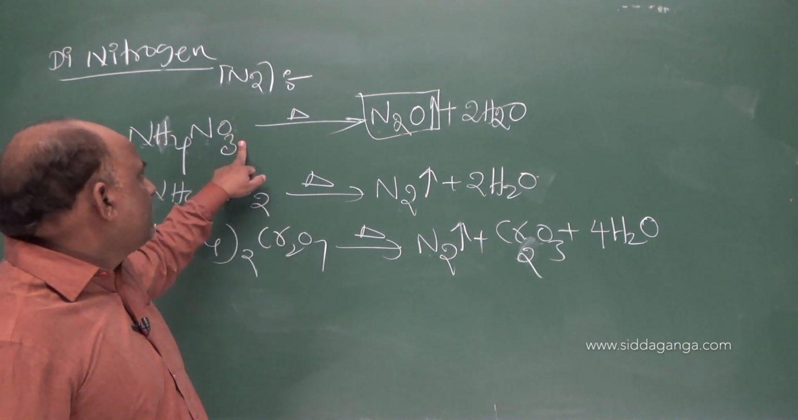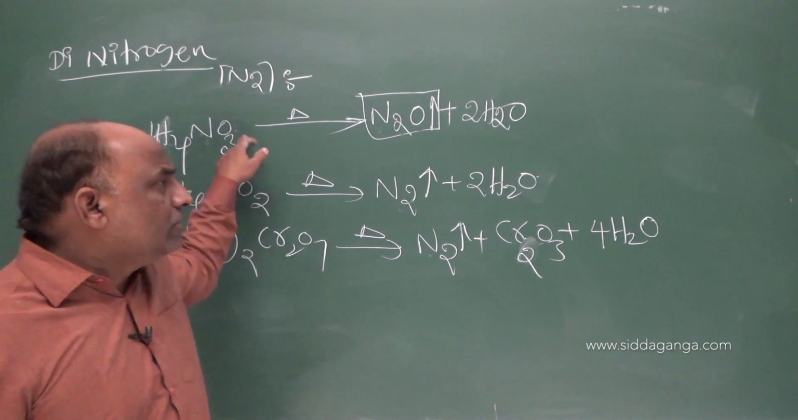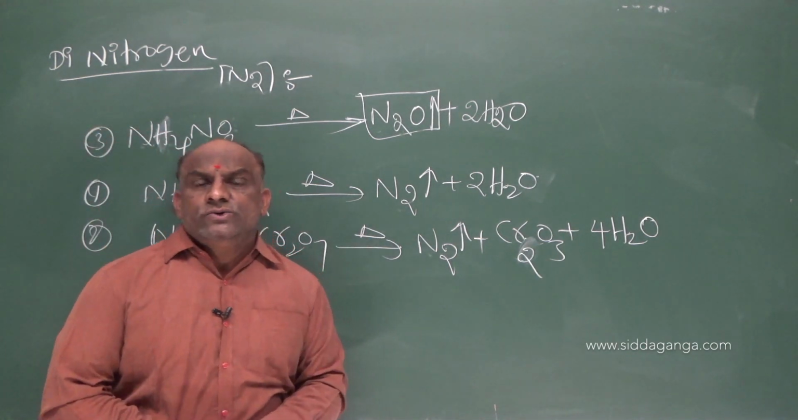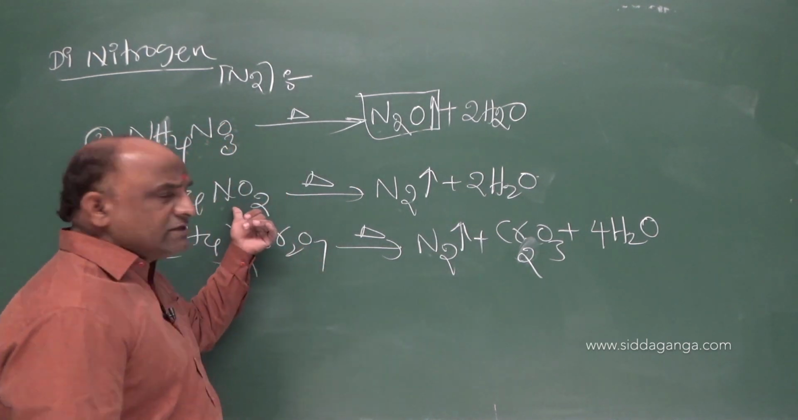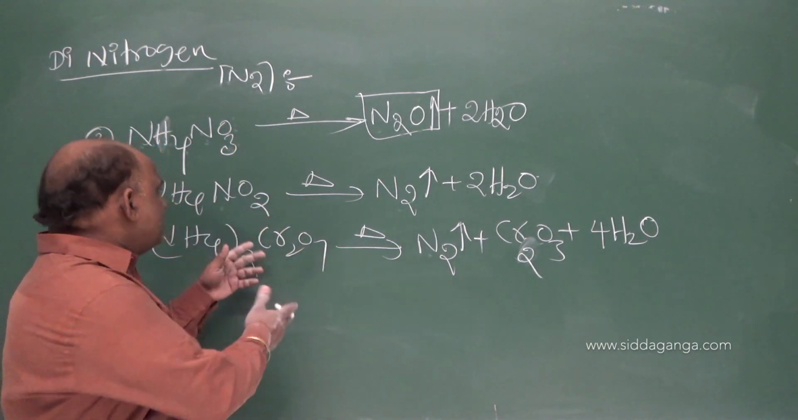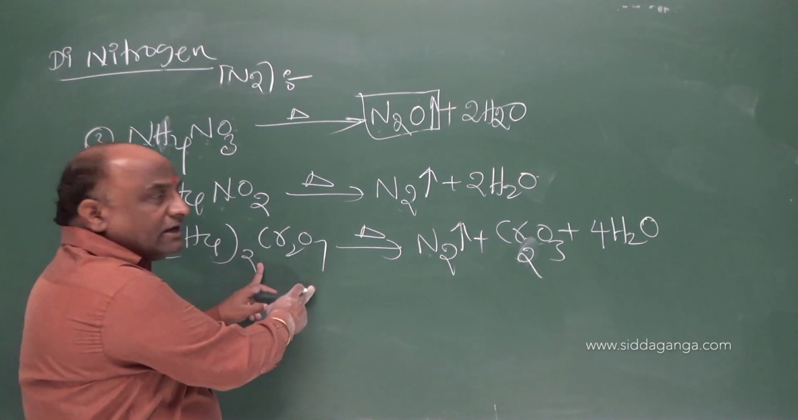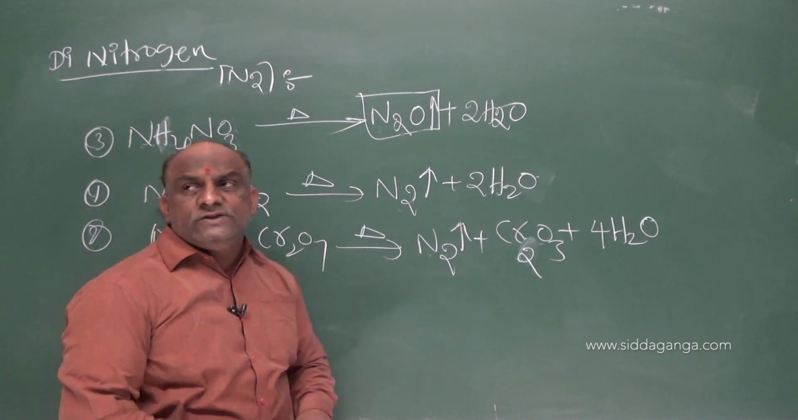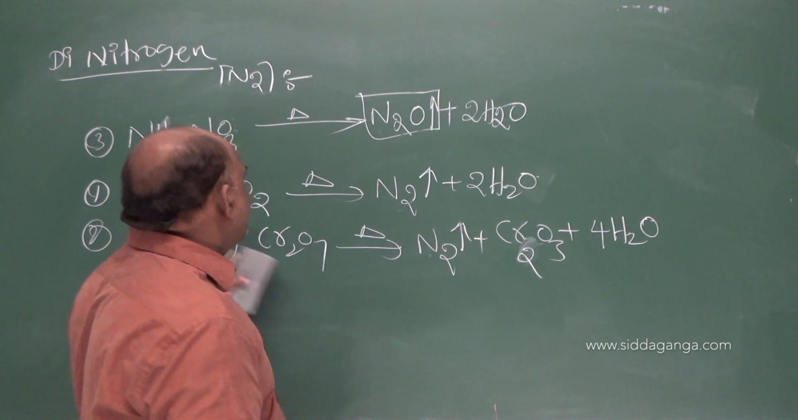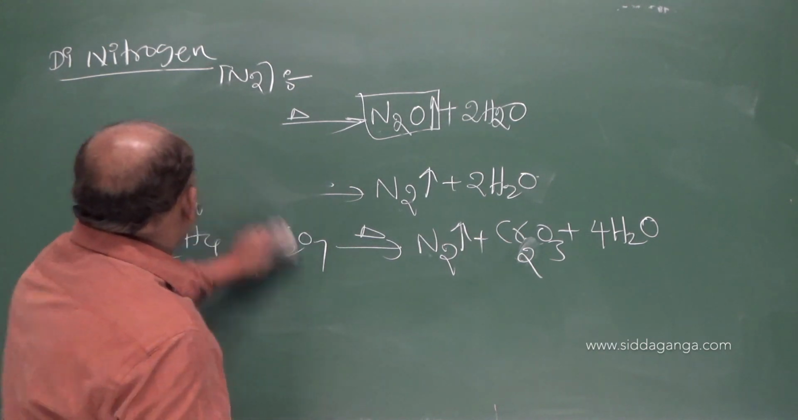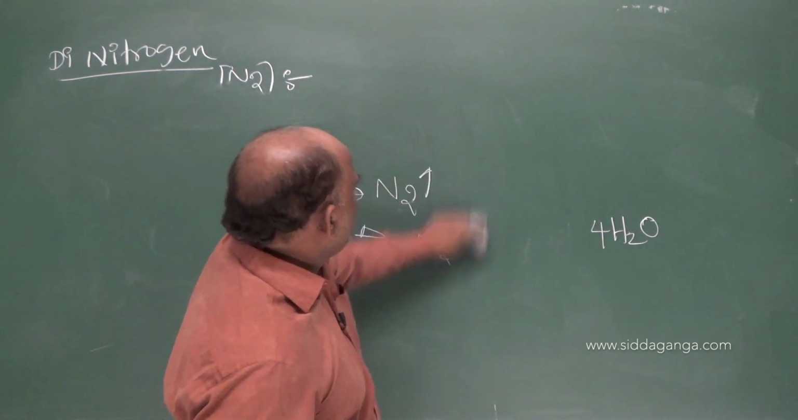This is not a correct method for preparation of dinitrogen. So remember, when asked which of the following is a suitable process for preparation of dinitrogen, we should give priority to NH4NO2. NH4NO2 is the right answer, and (NH4)2Cr2O7 is also a right answer. The wrong answer is NH4NO3. NH4NO3 is not used for the preparation of dinitrogen.